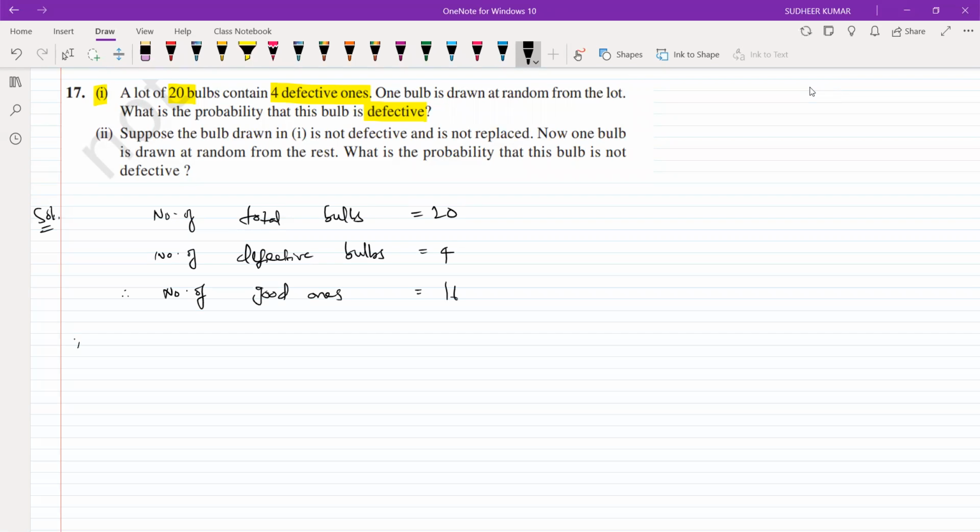And in the first question, what do we have to find? The probability of a defective bulb. Probability of defective bulb is number of favorable outcomes by total possible outcomes. 4 by 20. That's it. So it is 1 by 5. So let us go to the second one.